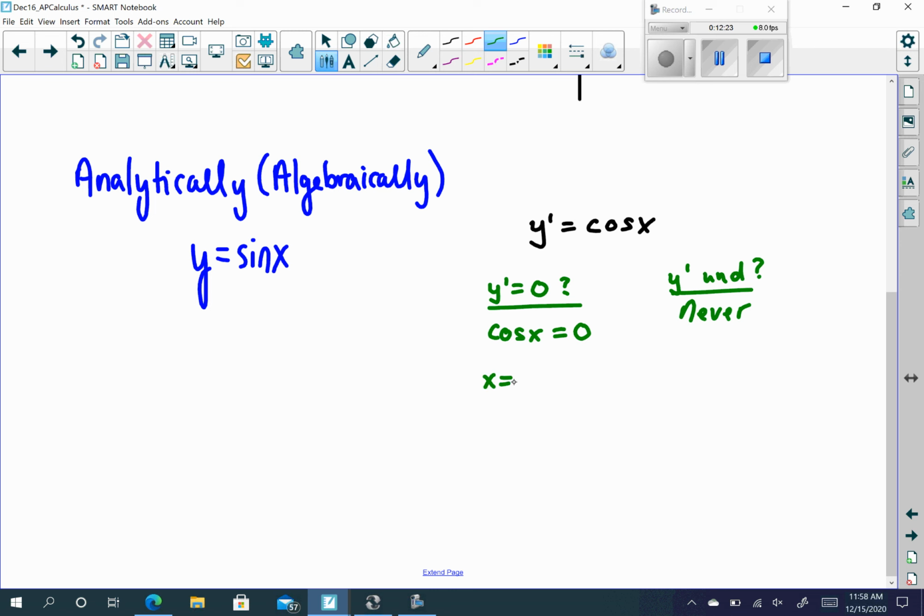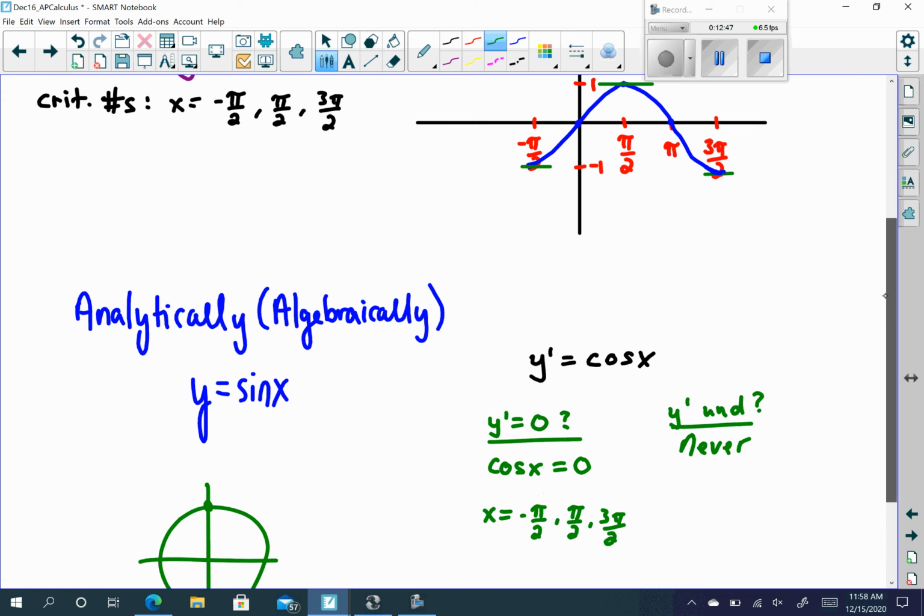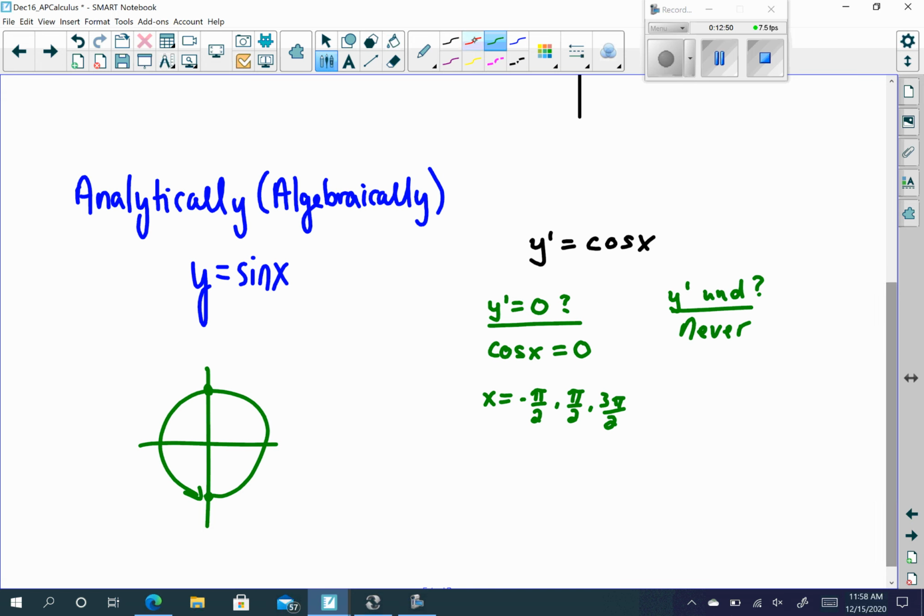So if we start at negative pi over 2, that is 3 pi over 2. So we're starting down like right here on the unit circle, and then we're just going around this way. So this is negative pi over 2 all the way back around to 3 pi over 2. So cosine is 0 right down here at negative pi over 2. Cosine is 0 also up here at pi over 2, and then back down here at 3 pi over 2. So that verifies what we were finding up here. So these are the critical numbers.